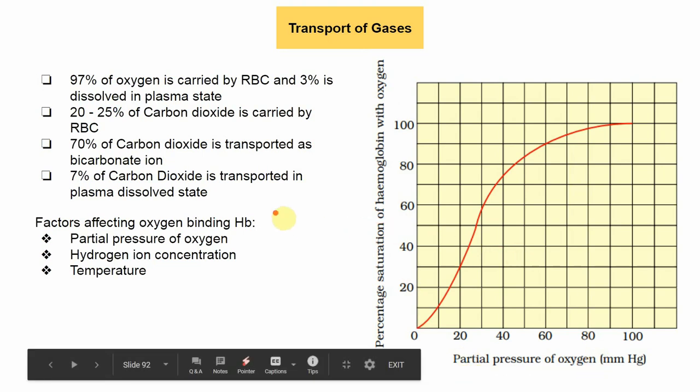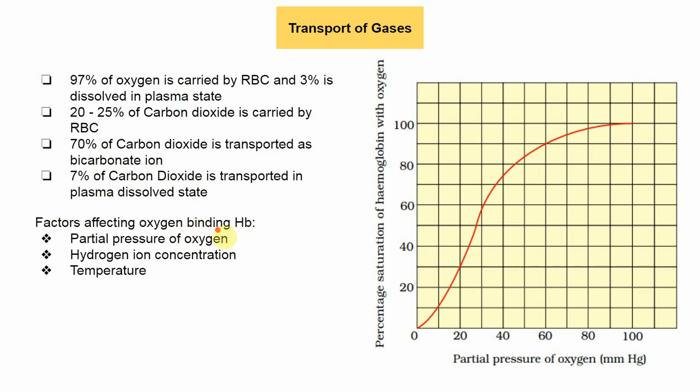So what are the factors that are mainly involved in binding of oxygen to the hemoglobin? The first one is the partial pressure of oxygen. Remember, the higher the partial pressure of oxygen, the more readily oxygen binds to the hemoglobin. Next one is the hydrogen ion concentration. The lesser the hydrogen ion concentration, the more readily oxygen binds to the hemoglobin. Next one is the temperature. The lesser the temperature, the more readily oxygen binds to the hemoglobin, right?